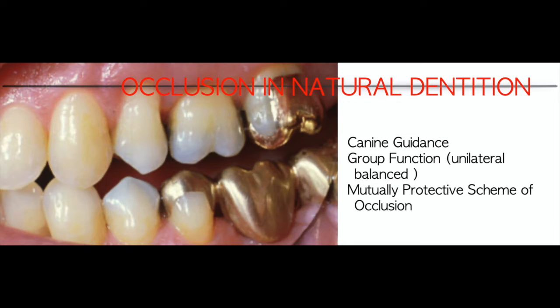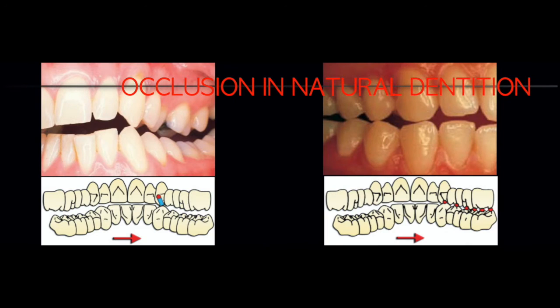The mutually protective scheme of occlusion is also quite common in natural dentition. So the anterior teeth and the posterior teeth will protect each other during function. This example on the left side shows the canine guidance in natural dentition. And the right side of the picture shows unilateral group function.